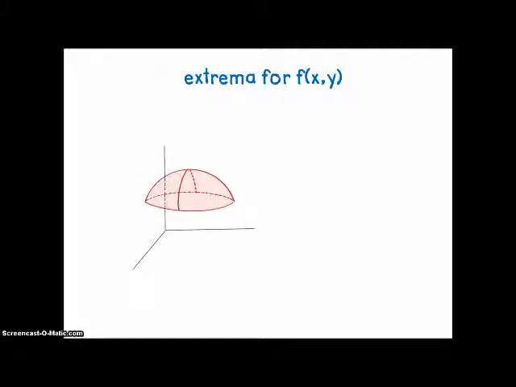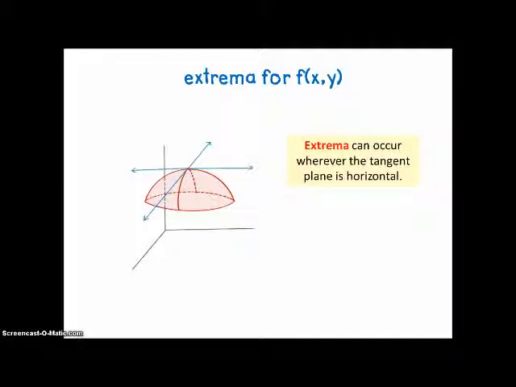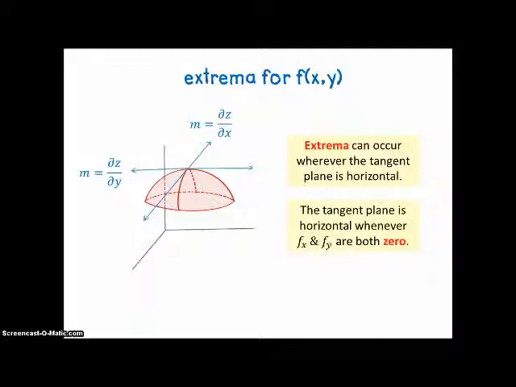Now here's an example of a nice round maximum on a surface. And you'll recall that the tangent plane was determined by the tangent to the x curve and the y curve. And extrema, this type of extrema, can occur whenever the tangent plane is horizontal. And if the tangent plane is horizontal, then the slopes of these two lines have to be zero. And the slopes of these two lines are the partial derivatives of z with respect to x and y. So the tangent plane is horizontal whenever the partial derivatives fx and fy are both zero.